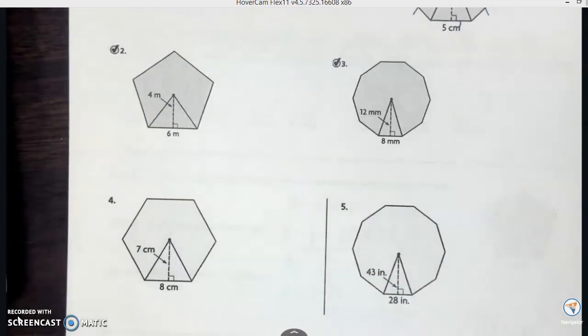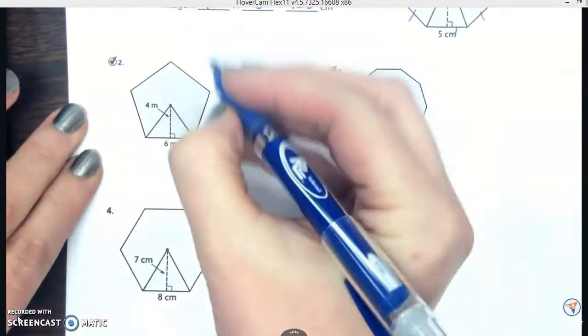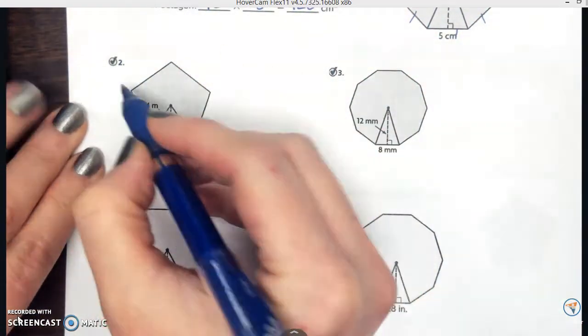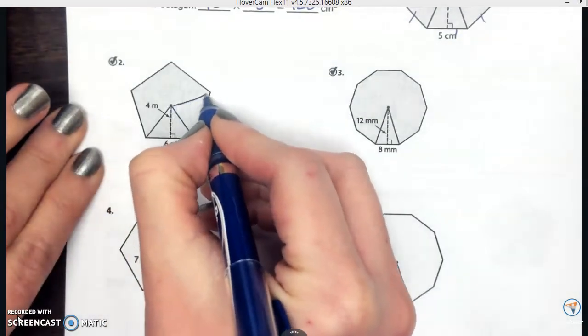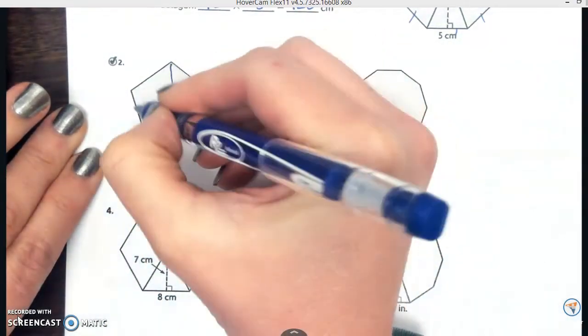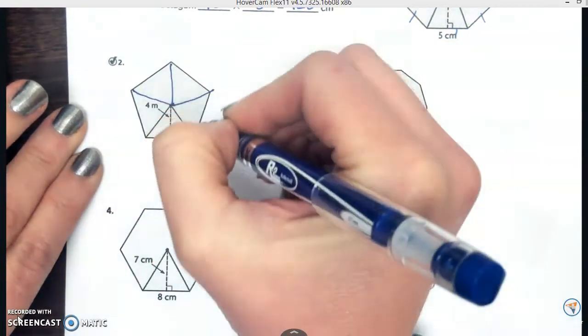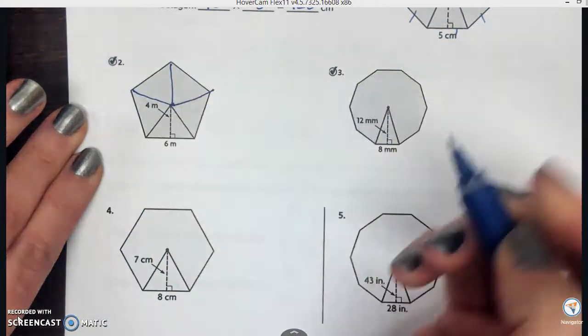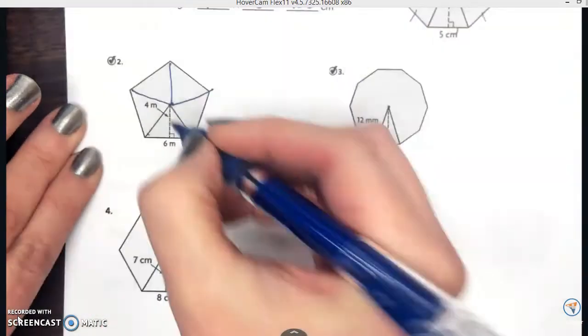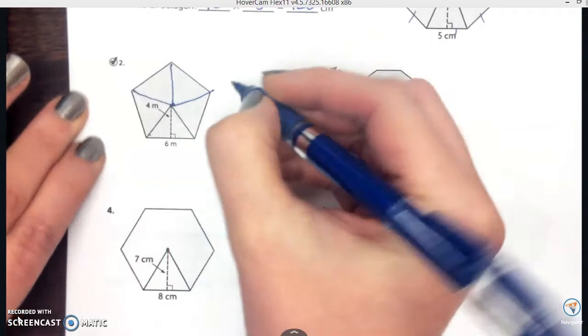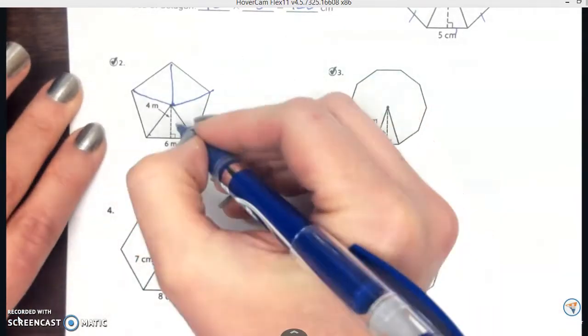Alright, let's go on to number 2. So I'm drawing from the center to each vertex to see how many triangles I've got here. And that's going to be 1, 2, 3, 4, 5 triangles. This is a whole triangle. That line's just showing me the height. See how it's dotted? Alright, so first I've got 5 triangles.